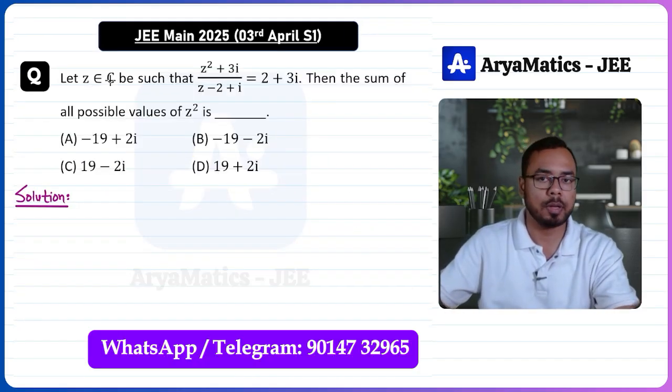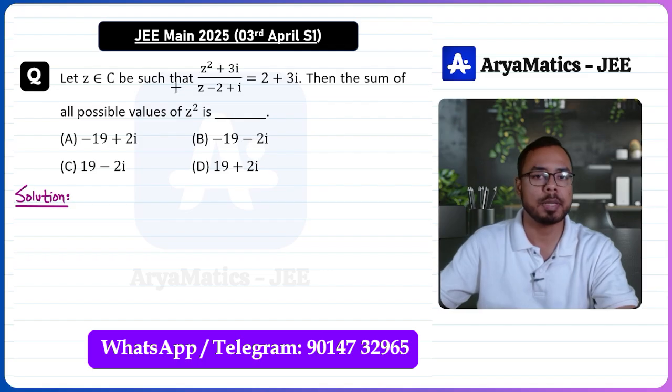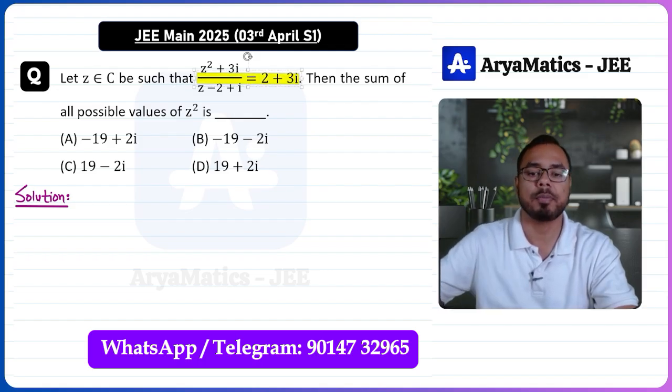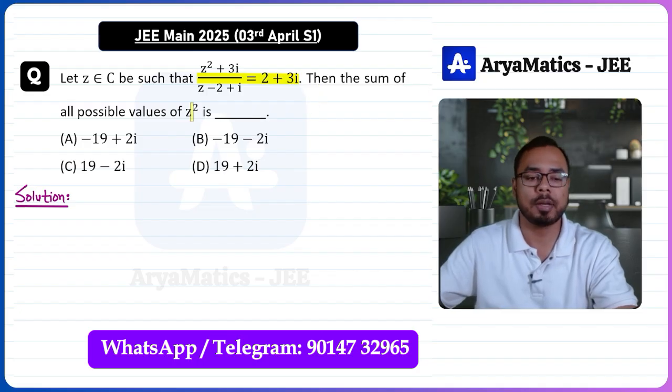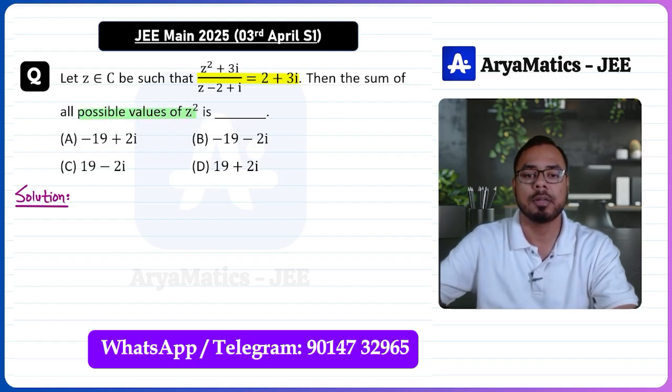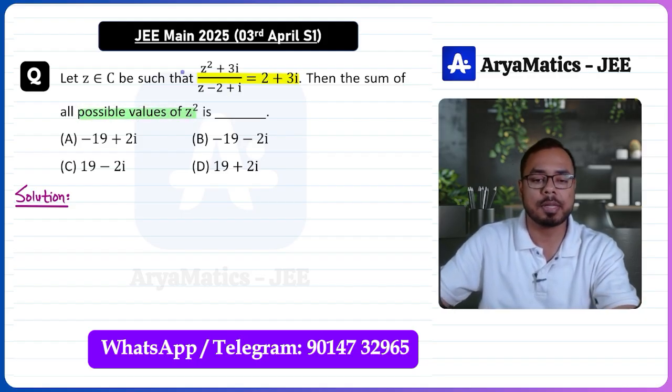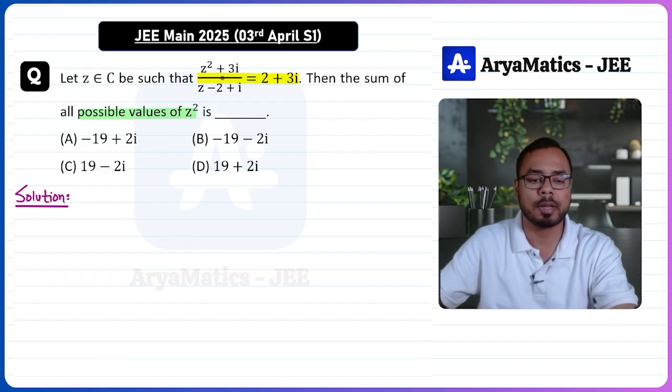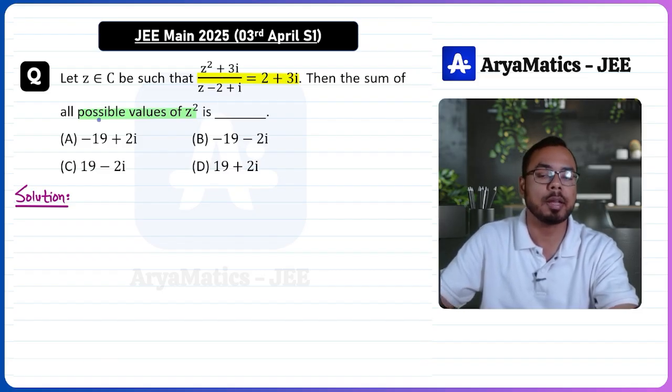Let Z belonging to C, that means Z is a complex number, be such that it satisfies this equation. Then we have to find the sum of all possible values of Z square. Now here, first let us rewrite this equation and then see what type of equation we are getting, so that from there we can get an idea of what the different possible values of Z are.